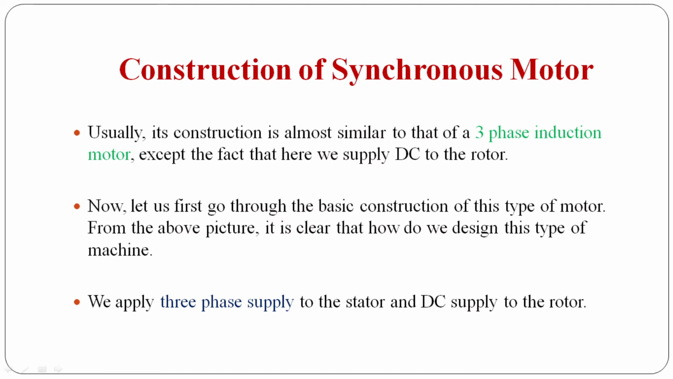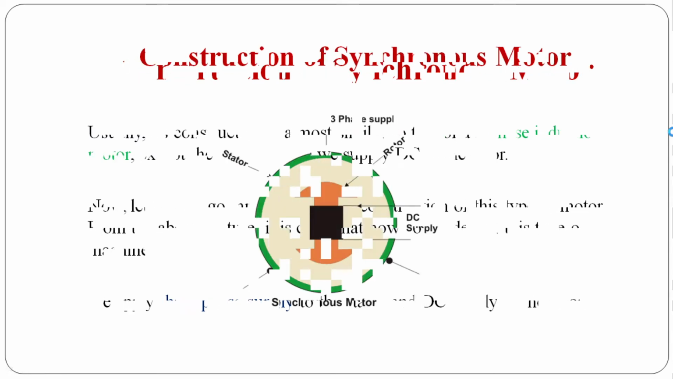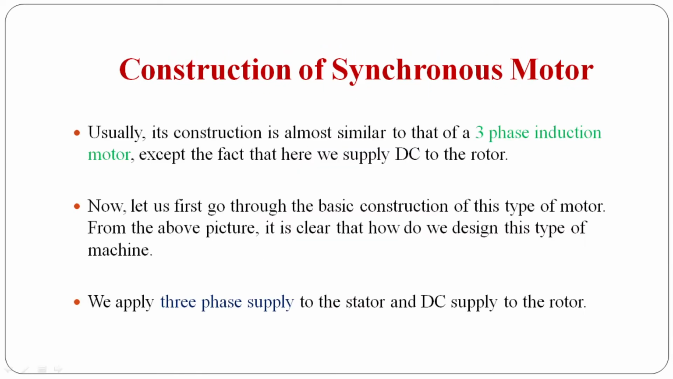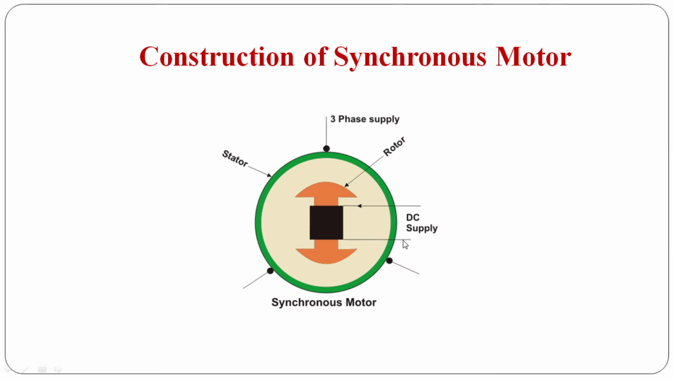So usually construction is similar to that of a three-phase induction motor, except the fact that here we supply DC to the rotor. Now first we will see what is the basic construction of this type of motor. From this picture we can see how we are actually designing this type of machine. We apply three-phase supply to the stator and DC supply to the rotor, okay. So this is the rotor and we are giving DC supply to the rotor, and to the stator we are giving the three-phase supply.